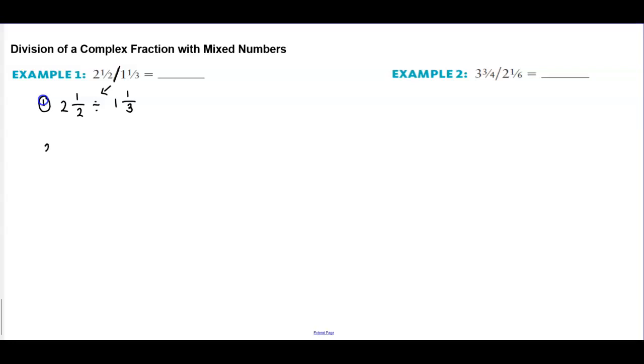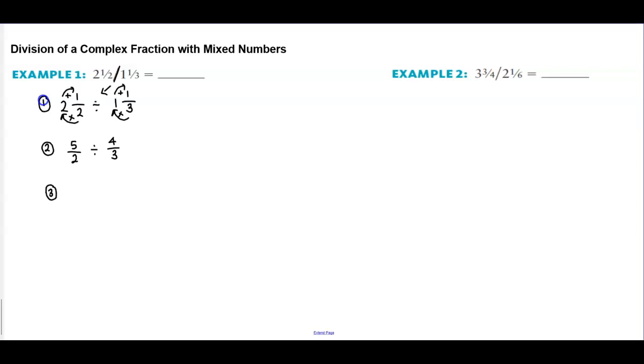Before we do anything, we want to convert these both into improper fractions. So we're going to take 2, multiply it by 2, and then add 1. 2 times 2 is 4, plus 1 is going to give us 5 over 2. Divided by, let's convert 1 1/3 to an improper fraction. 3 times 1 is 3, plus 1 gives us 4 over 3.